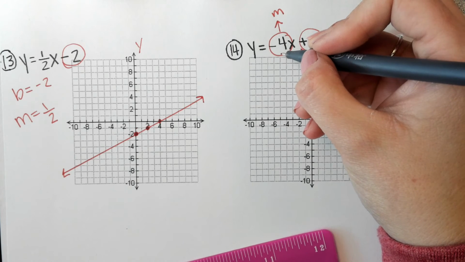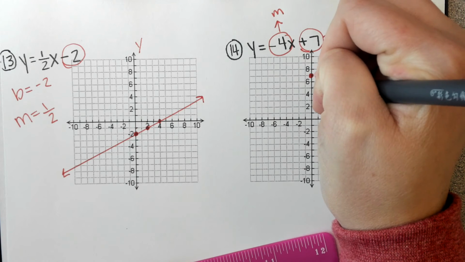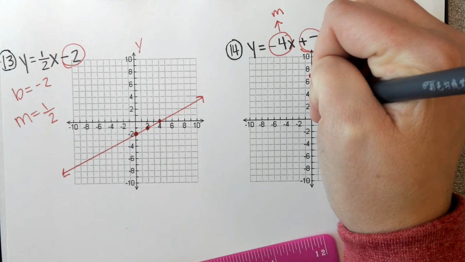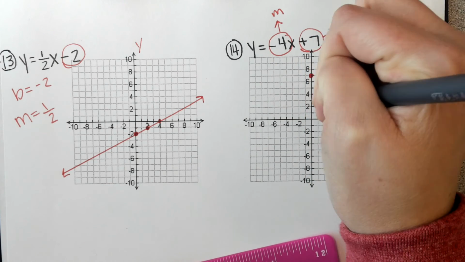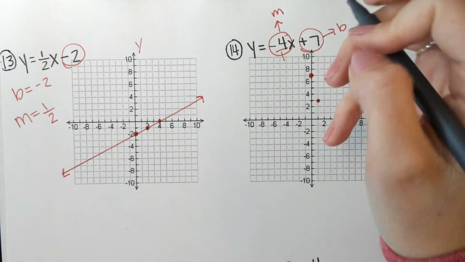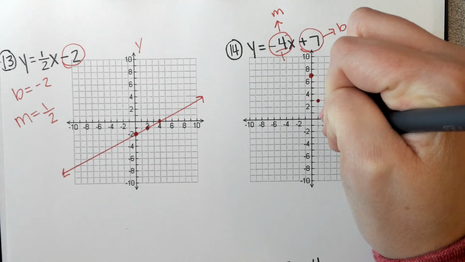Now, it says negative 4, but I need a rise and a run. What does negative 4 tell me? It tells me that I'm going to go down 4. 1, 2, 3, 4. And how many do I go to the right? 1. You always go over 1 if you have a whole number, so we can put that over 1. I'm going to make another dot, so go down 4 over 1.